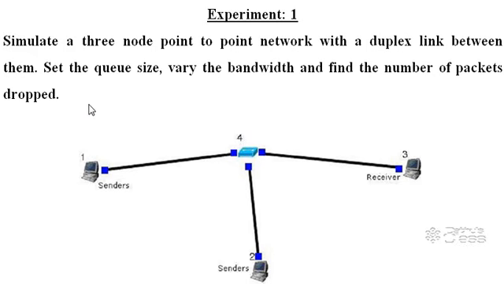The second part of the question has network elements which affect the performance of the system. That is, we need to set the queue size, which is associated with the host machine, and vary the bandwidth. Here bandwidth is associated with the link or with the hub. And finally, we need to find the performance of the network in terms of number of packets dropped.